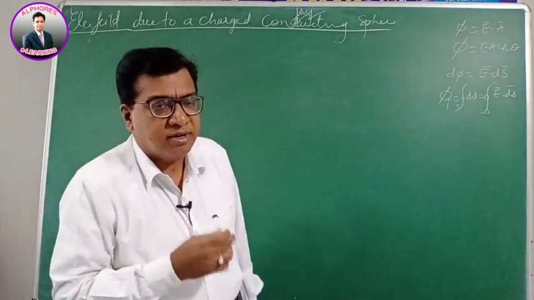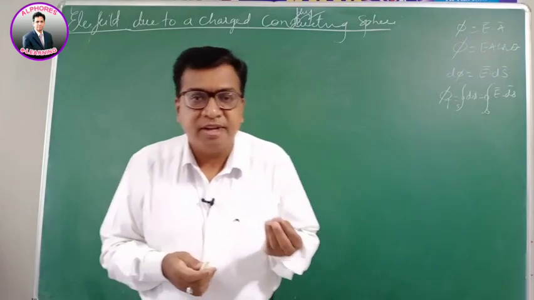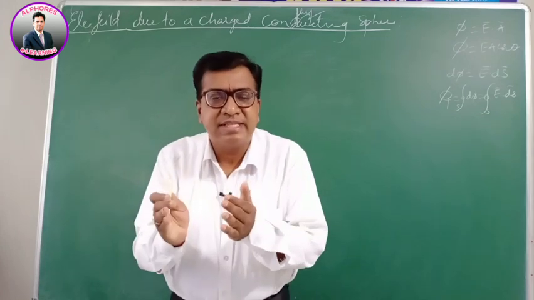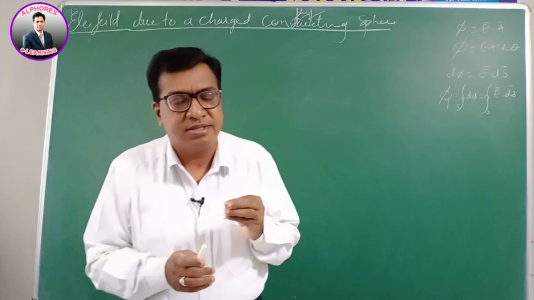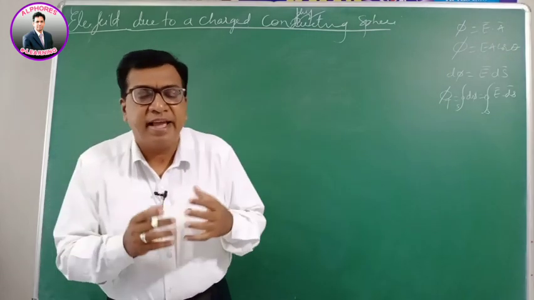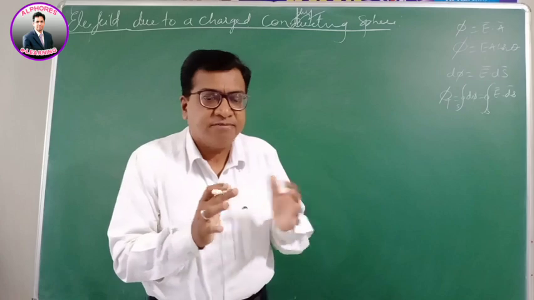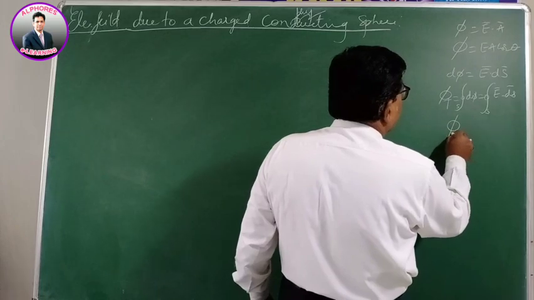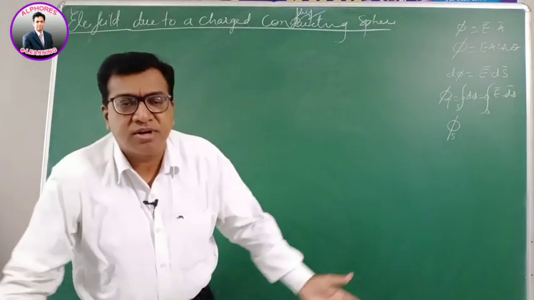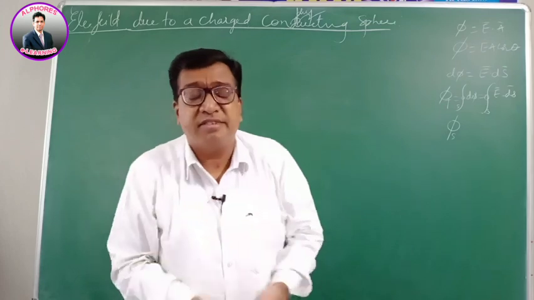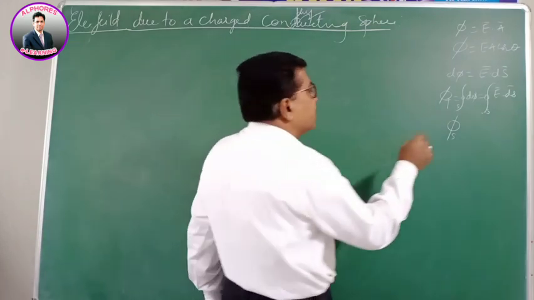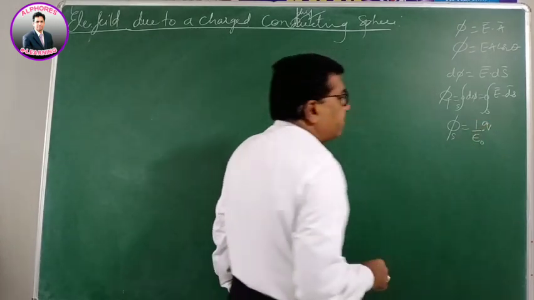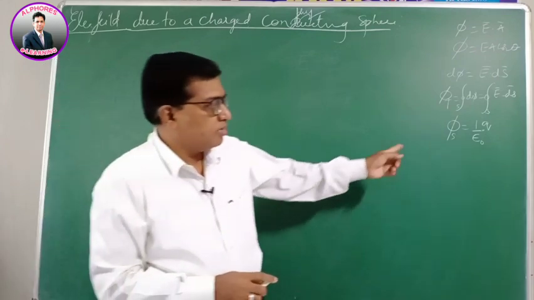Next, Gauss law, a very important tool, an alternative to Coulomb's law. Coulomb's law has a restriction that it is applicable only for point charges, but Gauss law is applicable for any charge distribution, though it is easy for uniform charge distribution. According to Gauss law, you enclose the charge with a Gaussian surface, and the flux through the Gaussian surface is 1 by epsilon naught times the charge enclosed inside the Gaussian surface.